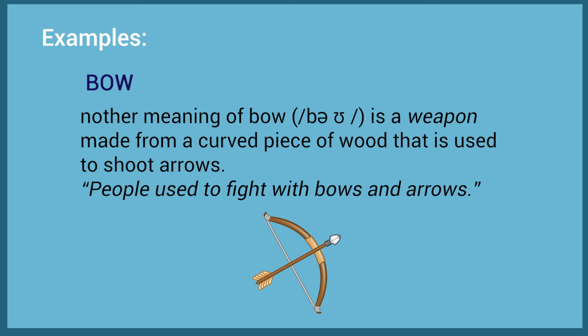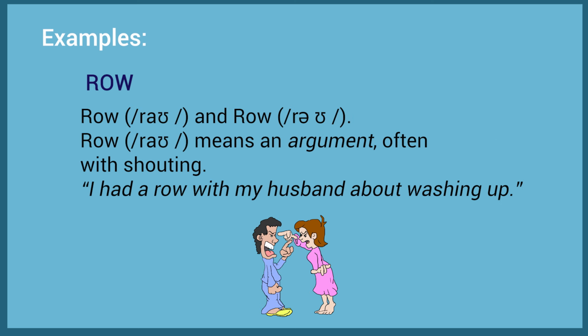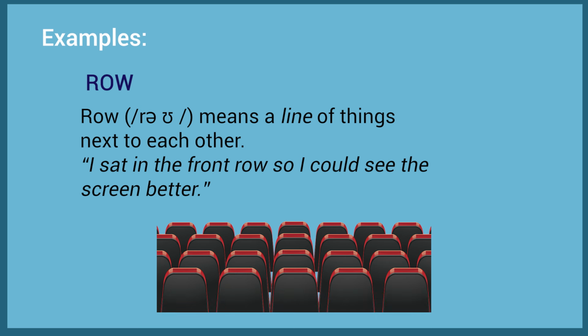Also similar in pronunciation to bow and bow, we have row and row. Row means an argument, often with shouting. I had a row with my husband about washing up. And row means a line of things next to each other. I sat in the front row so I could see the screen better.